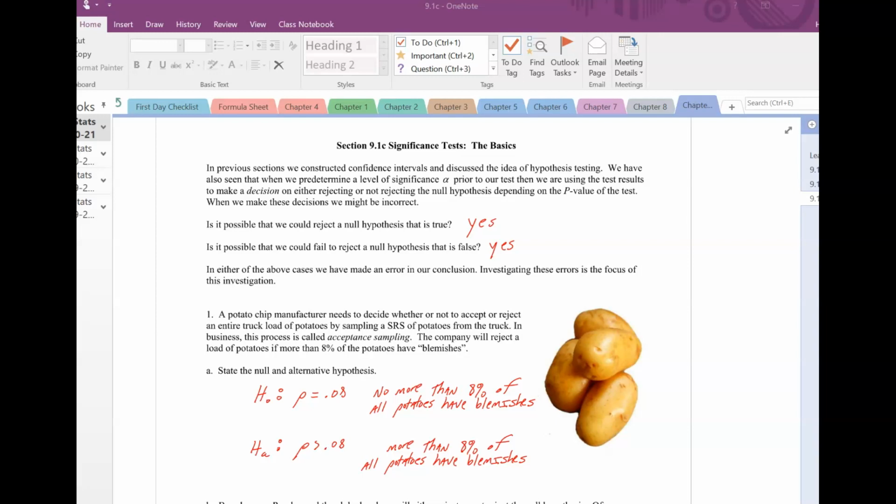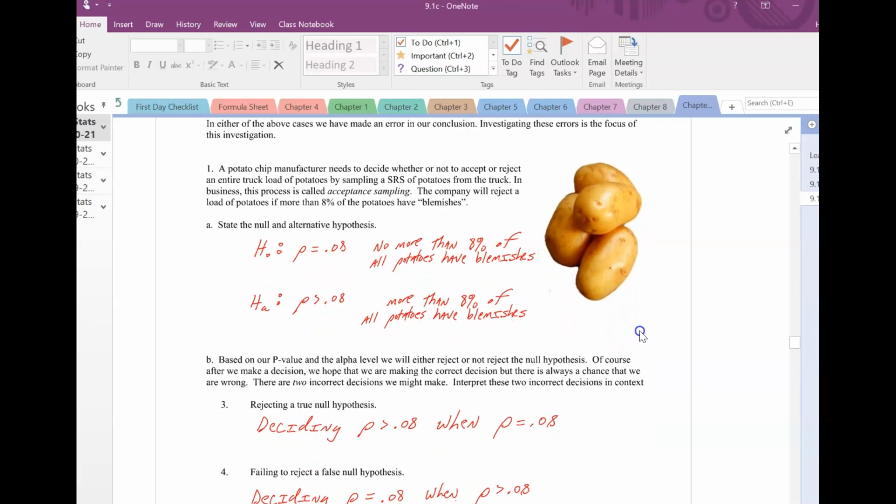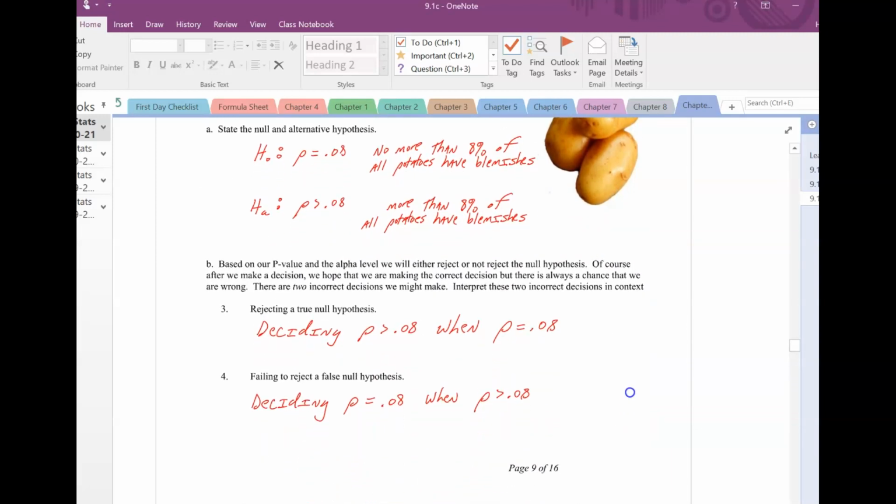Now, sometimes at this point, students will ask, why is the null hypothesis not less than or equal to 0.8? Well, we're choosing 0.8 because that's the largest possible proportion that would still be acceptable. And we need a definite number for determining our mean and standard deviation for the sampling distribution. So we take the largest number to come up with the most conservative sampling distribution. So then underneath this, it says, based on the p-value and the alpha level, we will either reject or not reject.